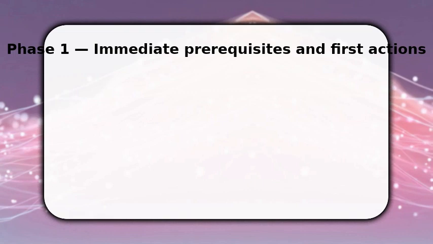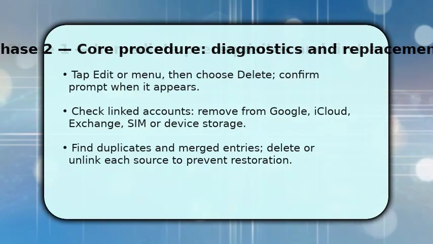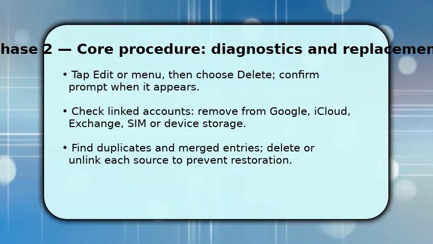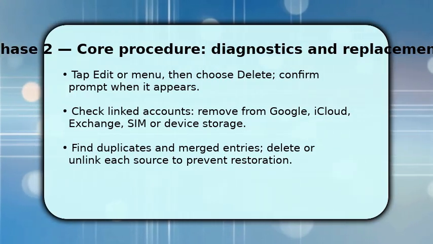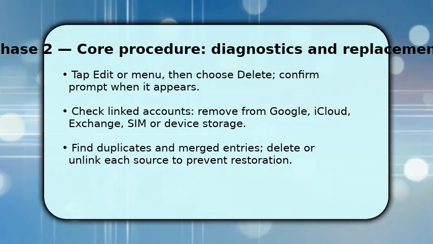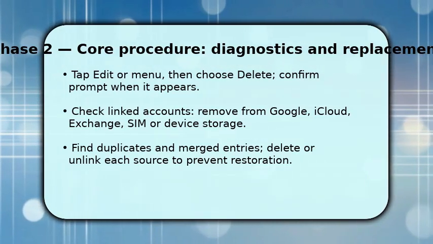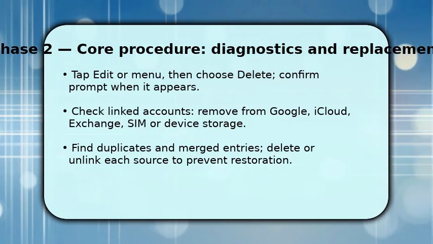You now perform the core deletion. Tap Edit or the menu and choose Delete, then confirm when prompted. After that, make sure to inspect linked accounts. Remove the contact from Google, iCloud, Exchange, and any SIM or device storage where it may also exist. Once removed, search for duplicates or merged entries and delete or unlink them one by one, because leaving even one copy in a synced account will restore the contact later.